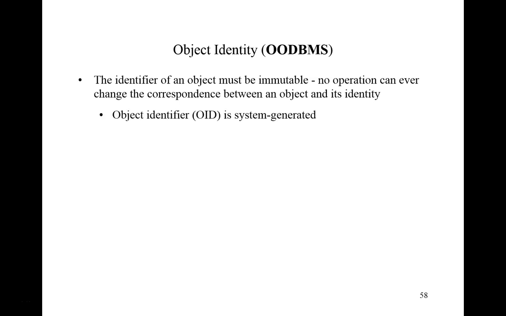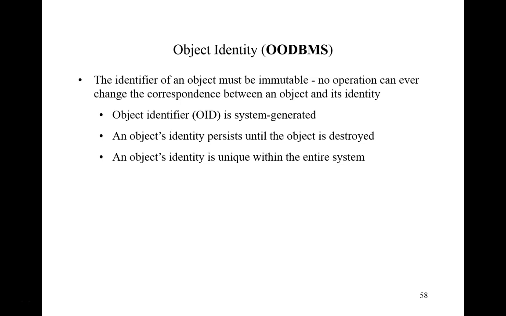The OID is system generated. Again, it has no meaning within the application domain. It's used exclusively within the object-oriented database management system to establish that uniqueness. An object's identity persists until the object is destroyed, again for the lifespan of the object. An object's identity is unique within the entire system.